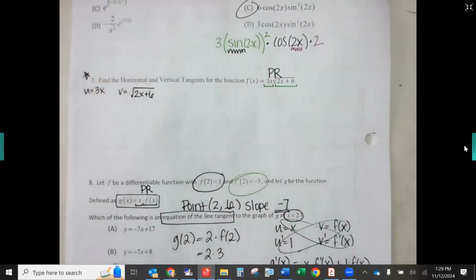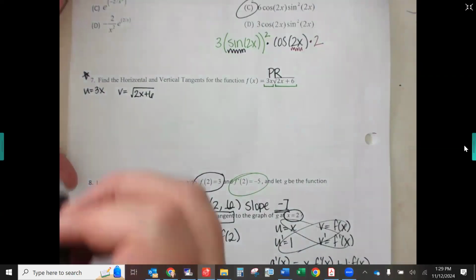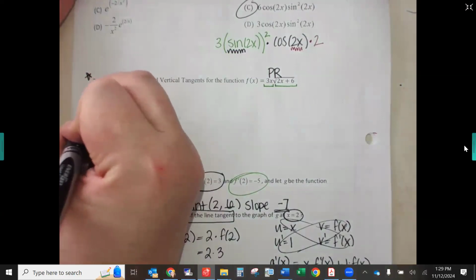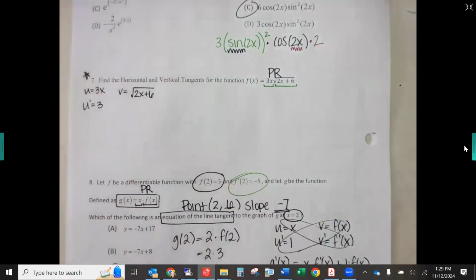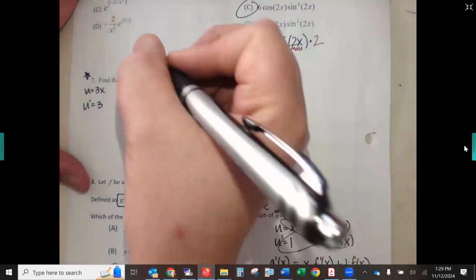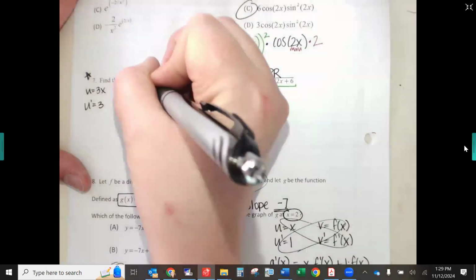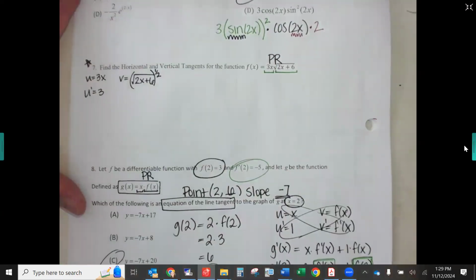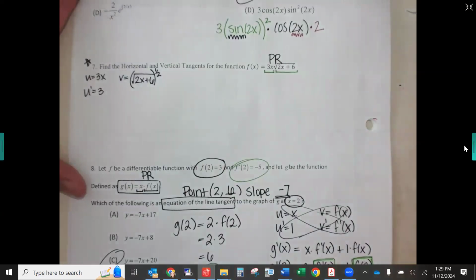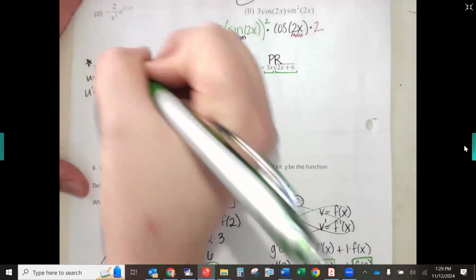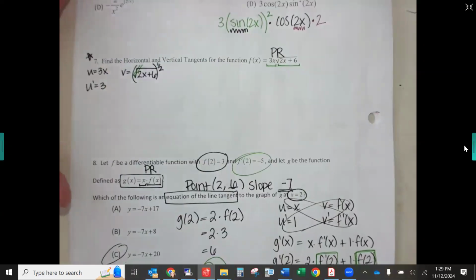Okay, to take the derivatives of those two pieces, let's start with the 3x. What's the derivative of 3x? Easy, 3. Very good. Now, for my square root of 2x plus 6, I need to rewrite that as a power. What is a square root the same as? What power? I'm going to write up here a 1 half, so that I can take the derivative. So swap out your square root symbol for a set of parentheses with a 1 half exponent.